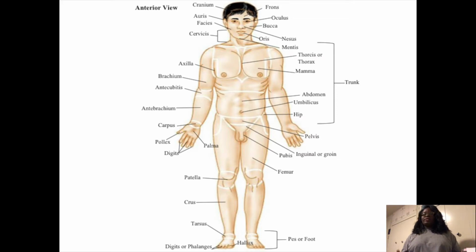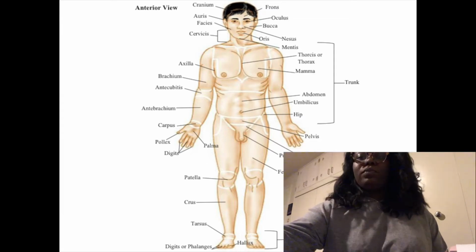Then once again, we're going into the foot, or what you would refer to as the pes. You can either call your toes digits or phalanges. Your big toe or great toe is a hallux. And that makes up your foot. And that is it for the anterior view of the anatomical regions diagram. Now we're going to move into the posterior view.